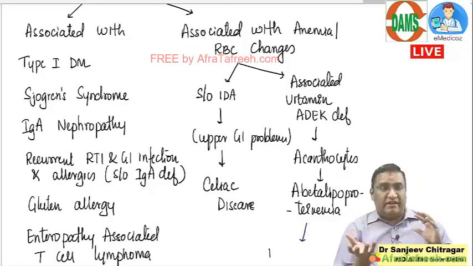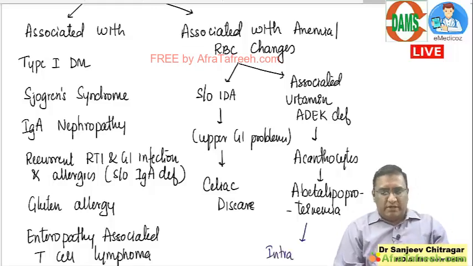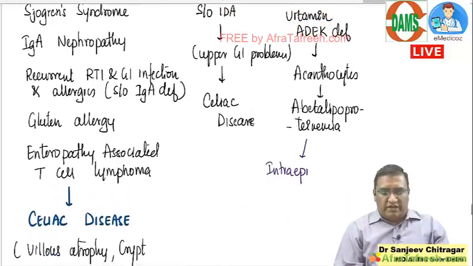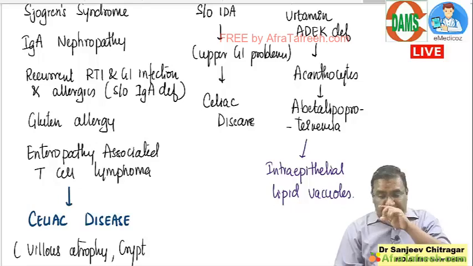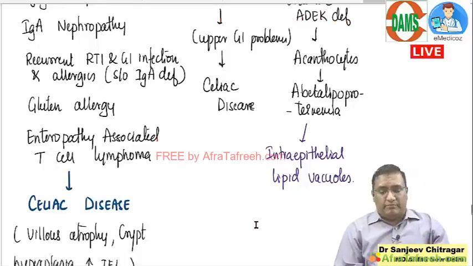We suspect if it was an autoimmune gastritis there, right? So not in celiac. So for acanthocyte, what will you find? Of course, if there are acanthocytes and intraepithelial lipid vacuoles, that will be diagnostic of your abetalipoproteinemia.